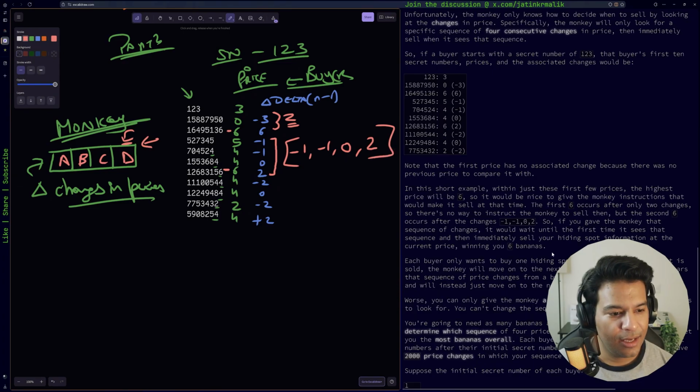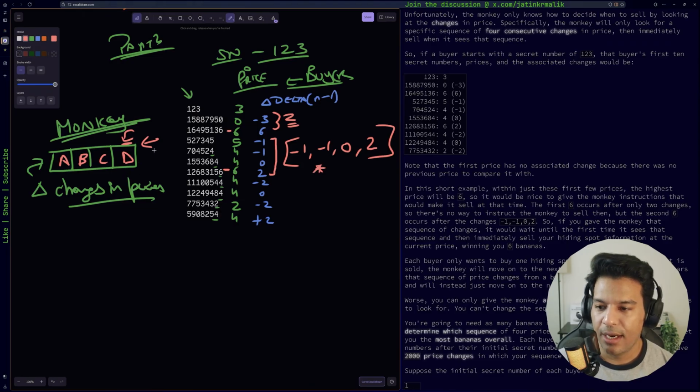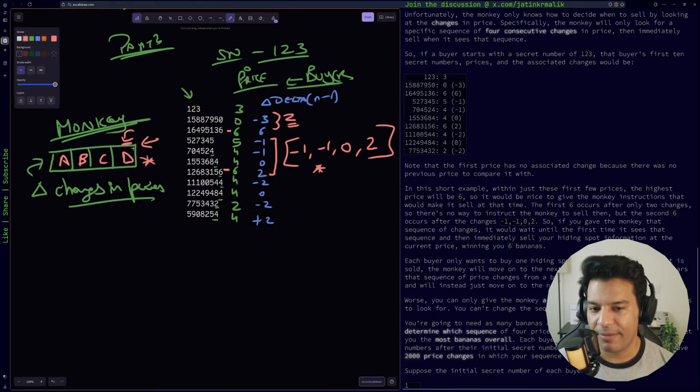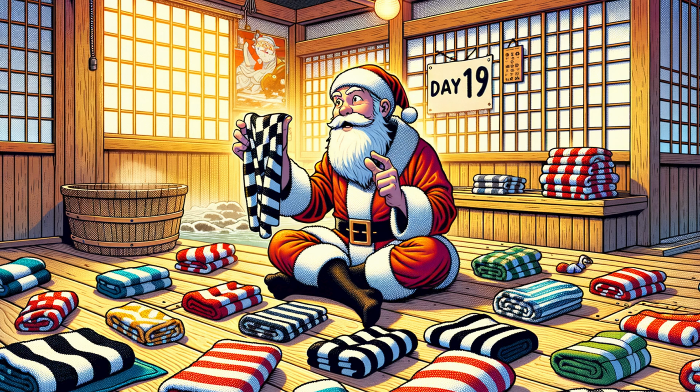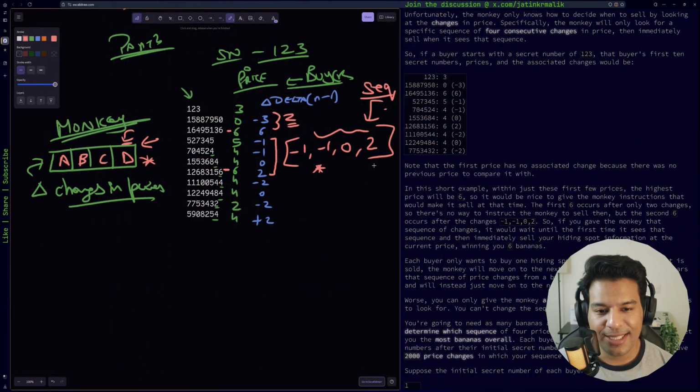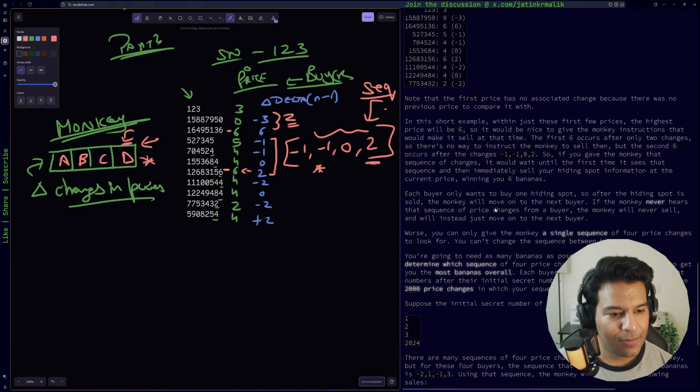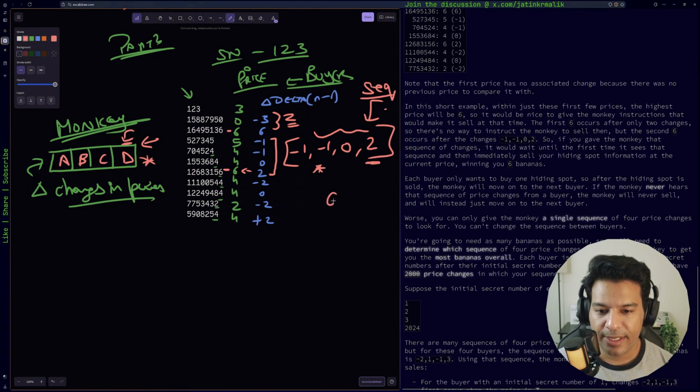And so if you give the monkey that sequence of changes, it would wait until the first time it sees that sequence and then immediately sell your hiding spot information at the current price, winning you the 6 bananas. So I was correct. As soon as it sees this sequence, this reminds me of that onsen problem where we were doing the towel patterns, but this is something interesting. As soon as it sees the last 2, which is pointing to the 6, like 4 + 2, it will immediately sell your hiding spot information, winning you 6 bananas.